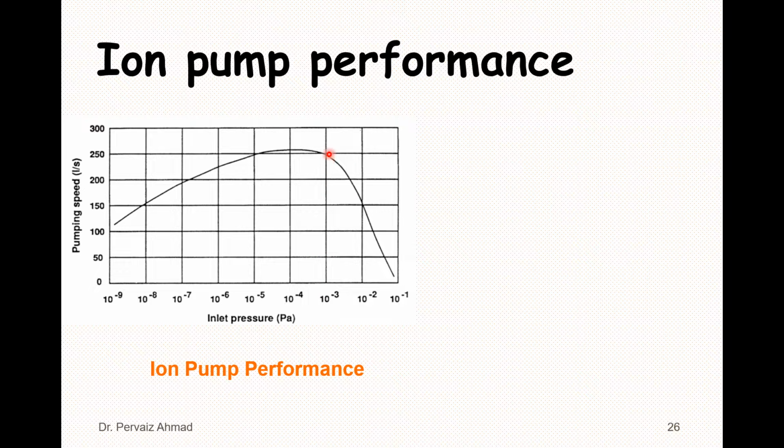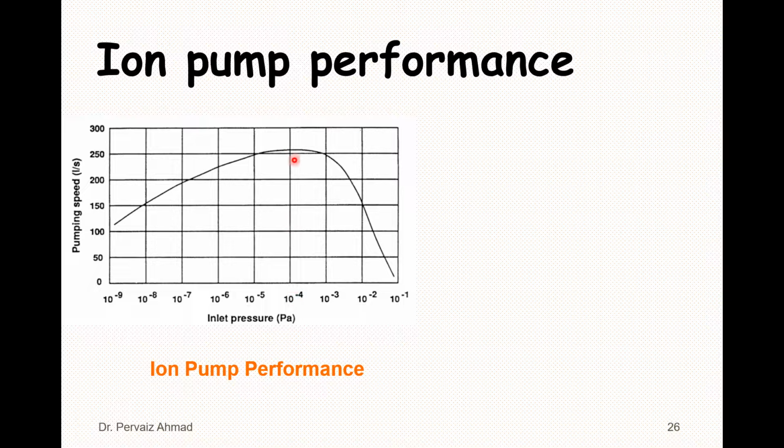From here onward, you can see the pumping speed gradually decreases when we pass beyond 10 raised to power minus 3 inlet pressure. The pumping speed is very slow here until we reach the peak, a bit more than 250 liters per second. That's the maximum speed we have in this particular case, and it's basically at the inlet pressure 10 raised to power minus 4.